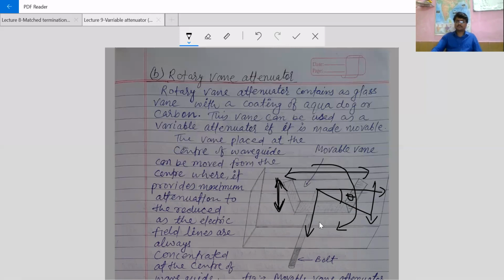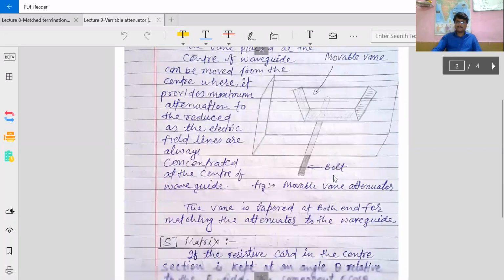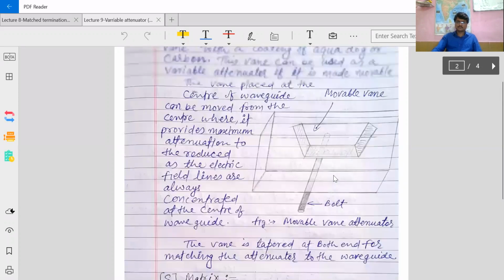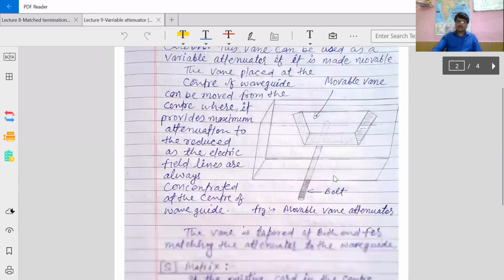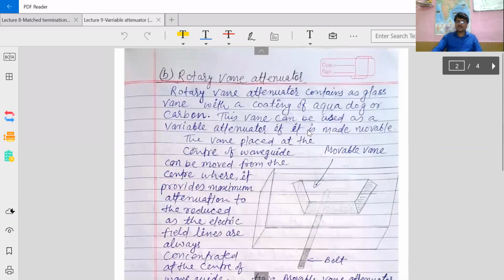Okay, so this is the working of this one, and we may watch the S matrix of this rotary vane attenuator also.